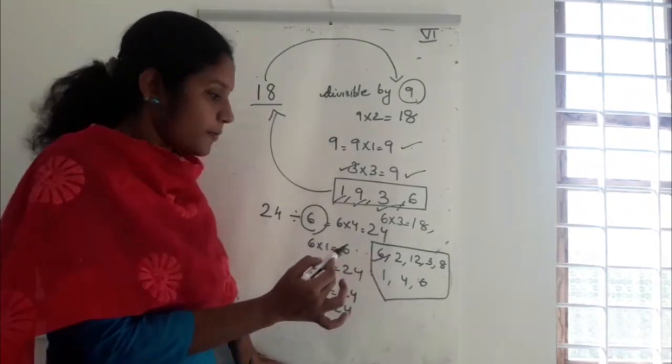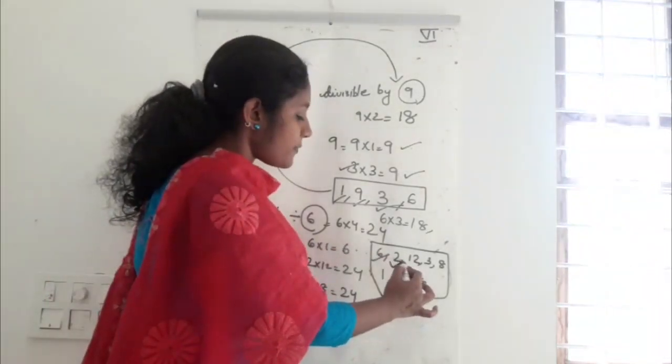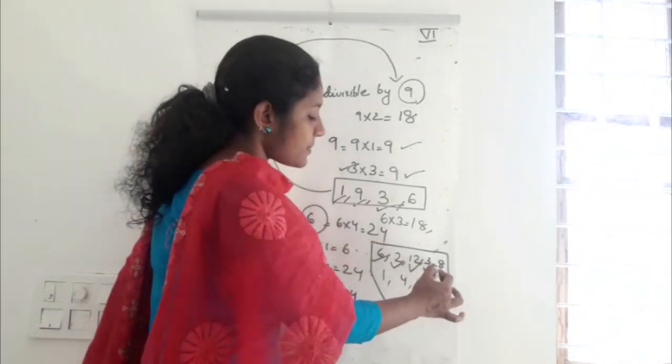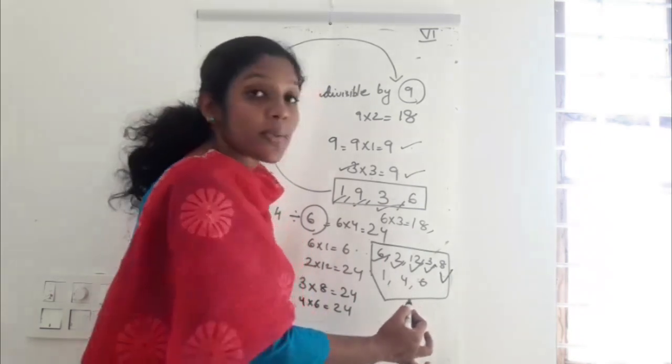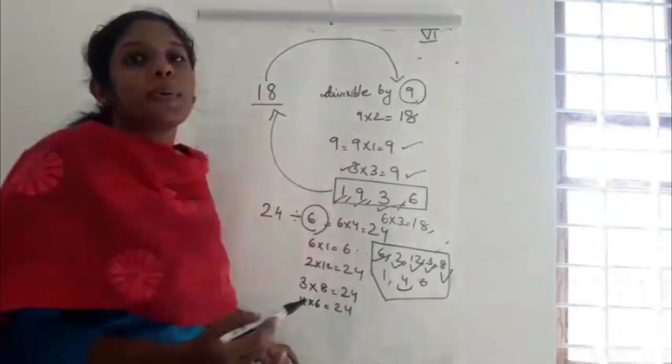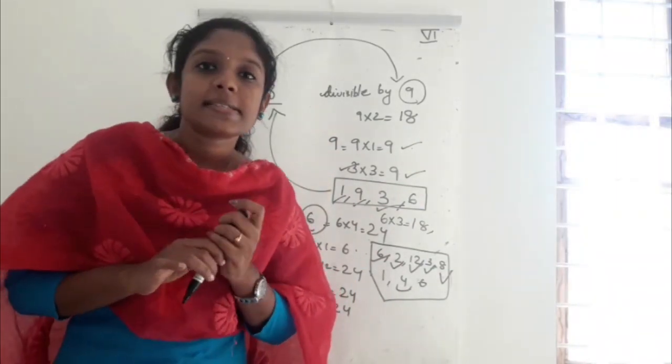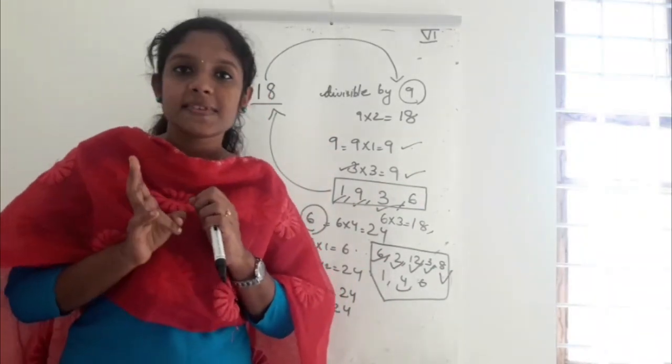6 4s are 24. 2 is also a factor of 24. 12 is also, 12 into 2 is 24. 3 is a factor of 24. 8 is a factor of 24. 4 is a factor of 24. Okay, so this factor divisibility test is clear for you. We will move to the next divisibility test.